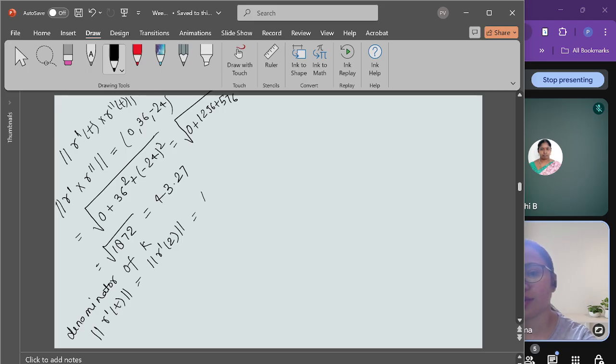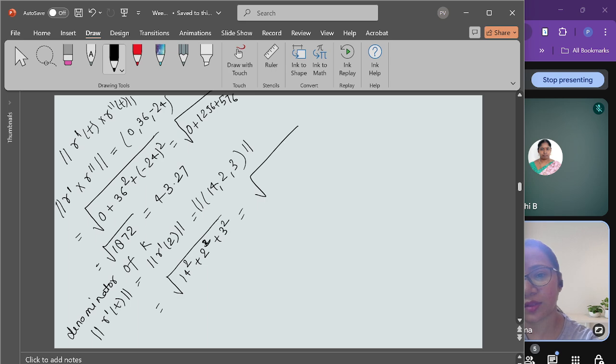So what is our r'(2)? This is (14, 2, 3). So we have to take the mod of that one. Here you will get 14 square plus 2 square plus 3 square. If you calculate it, you will get 196 plus 4 plus 9. So overall you will get the root of 209, and this is equal to 14.456.